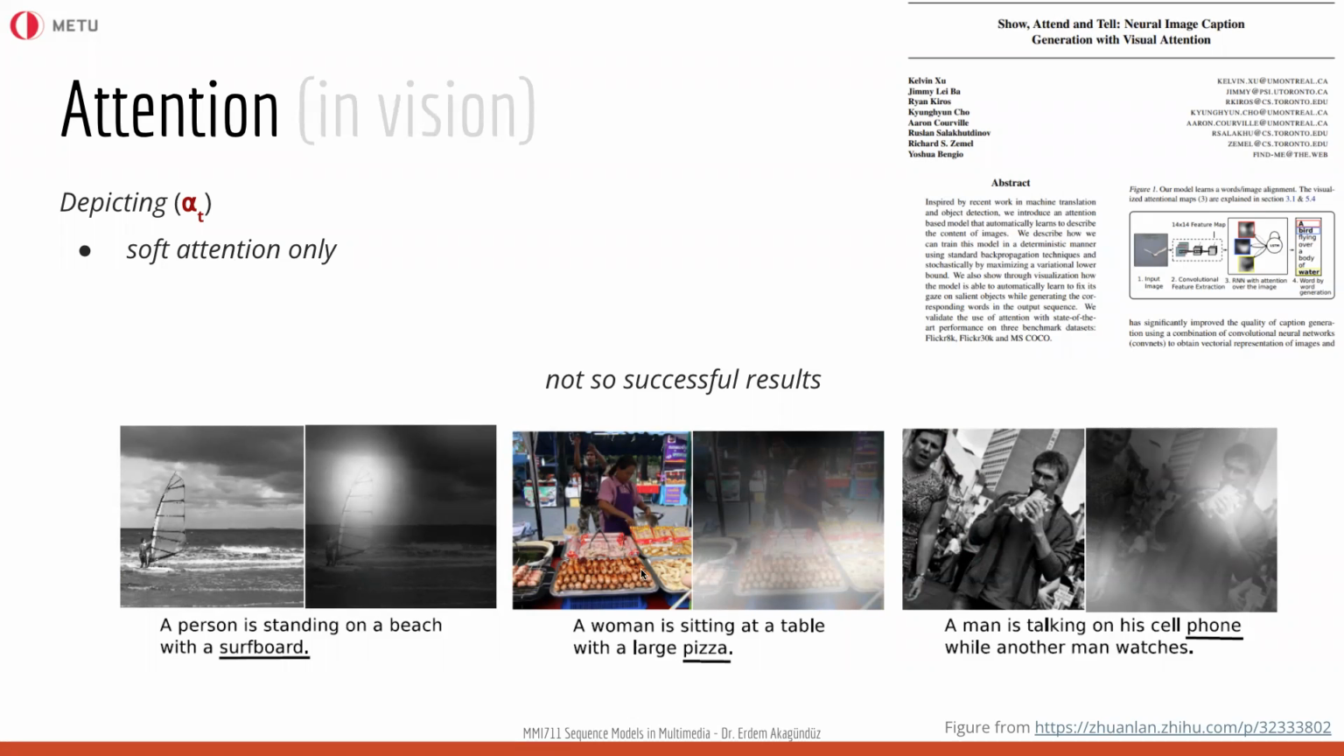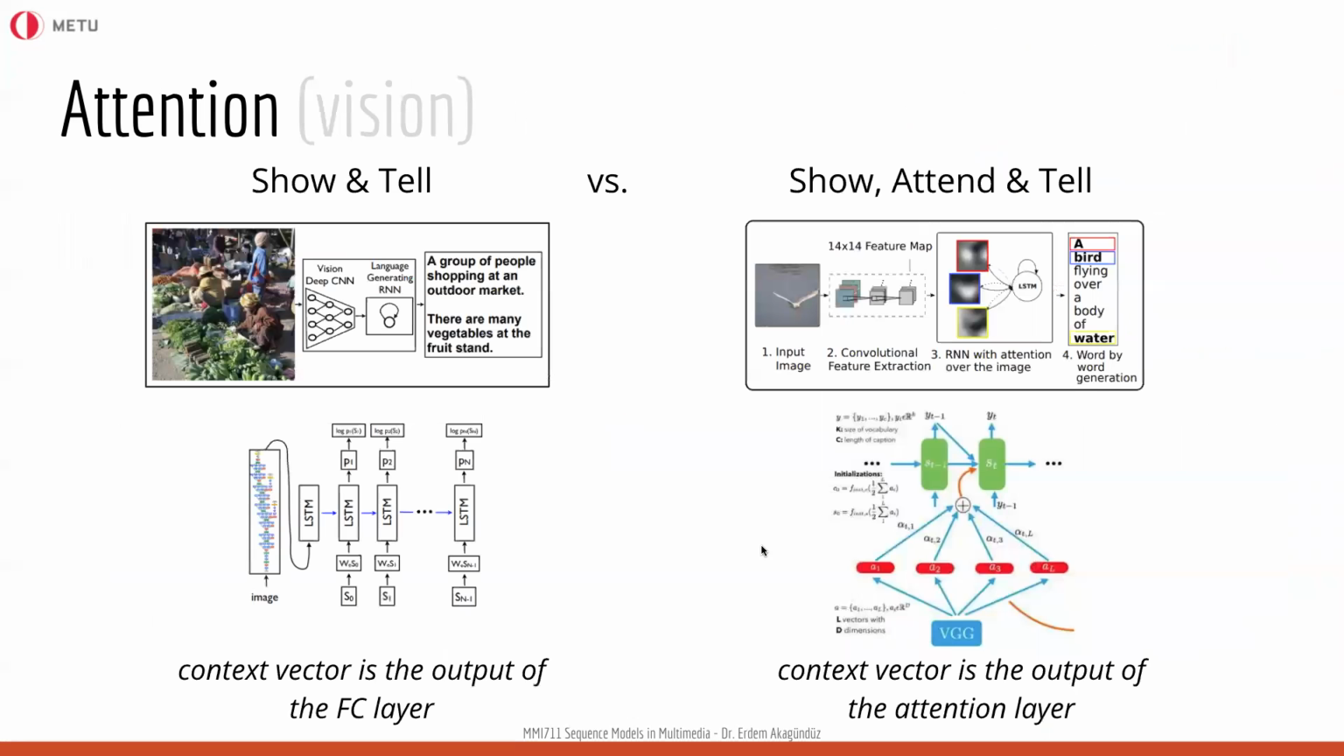I would say that. A woman is sitting at a table with a large pizza. Apparently, we had many pizzas in the training set, but we didn't have this street food. But in the end, the food is strong for the decoder hidden state that created the word pizza, right? A man is talking on his cell phone while another man watches. Well, the sandwich is mistaken for a cell phone, but we have this watch of the woman also strong. So, not a good one.